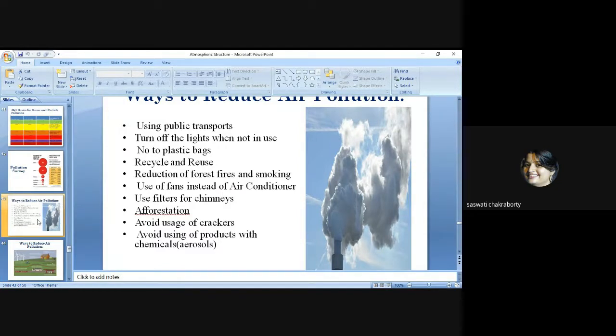Then, instead of using plastic bags, we can use paper bags that are biodegradable, or plastics that are below 40 micron, which can be recycled and reused, isn't it? Jute bags, cloth bags. Yeah, jute bags are currently being used actually. It promotes our agricultural industry, as well as it's good for the environment. Reduction of forest fires and smoking.